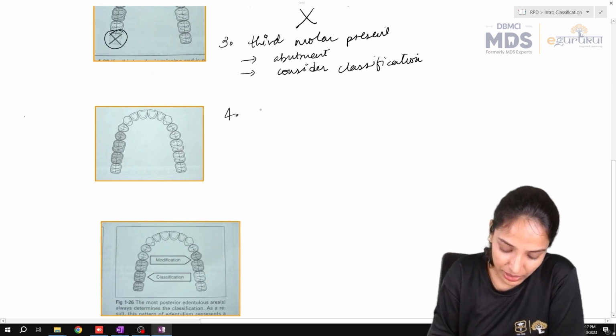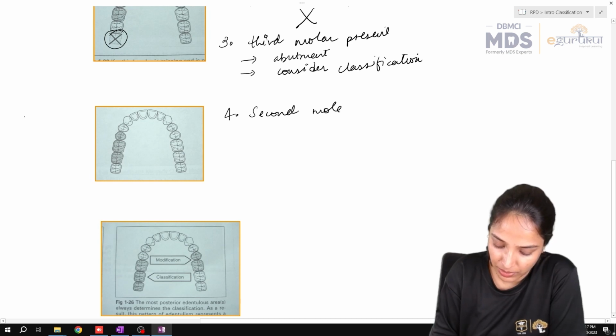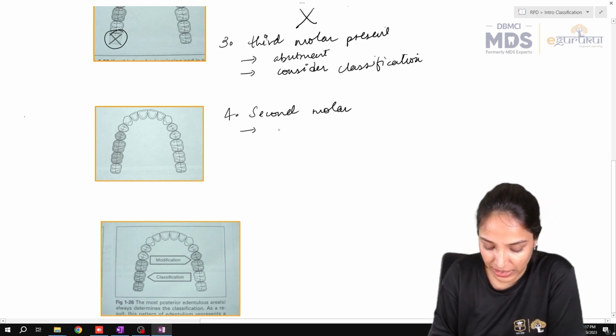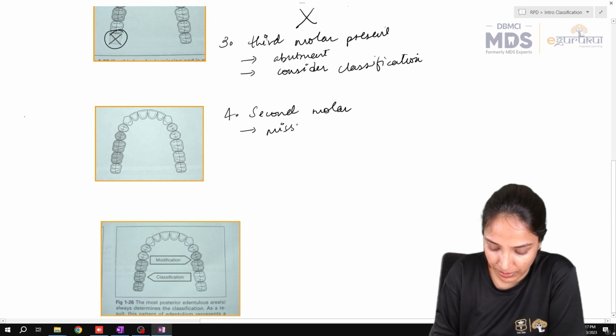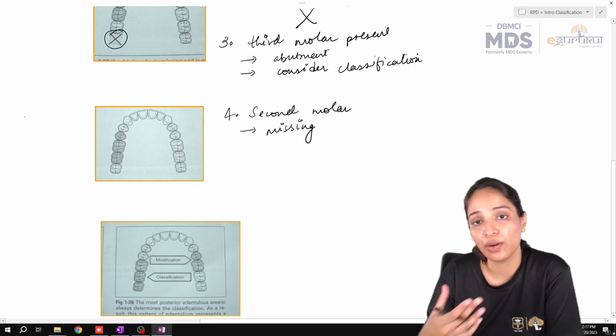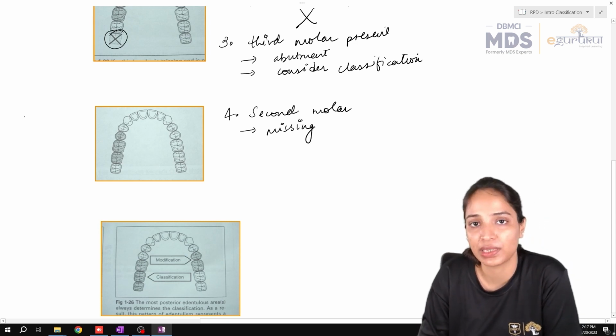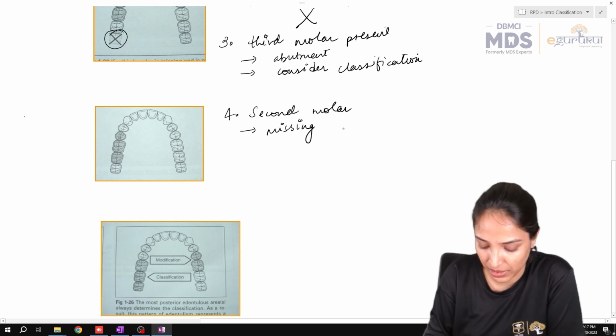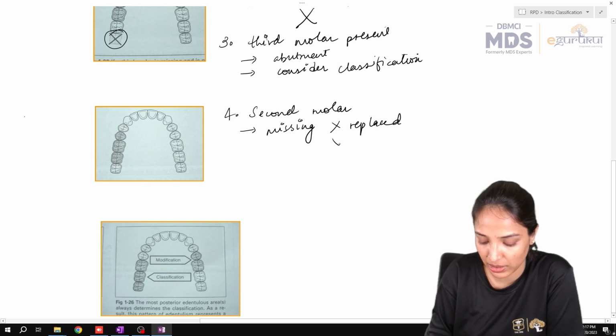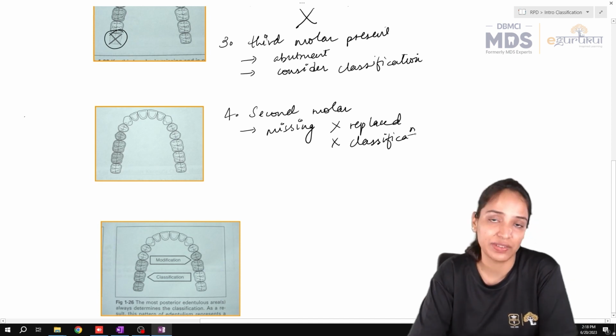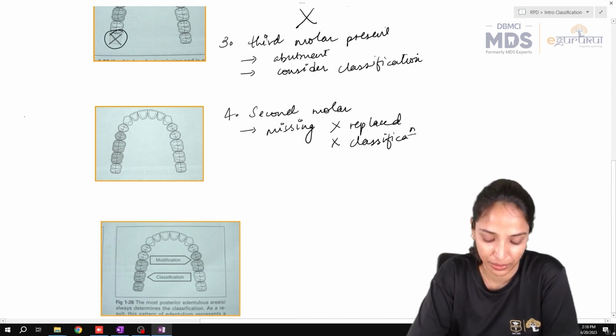Rule number 4 pertains to your second molar. What does it say? If the second molar is missing and the opposing antagonist is also missing and it is not to be replaced, then we do not consider it in the classification. You can completely avoid it. You do not consider it in the classification. That is rule number 4.